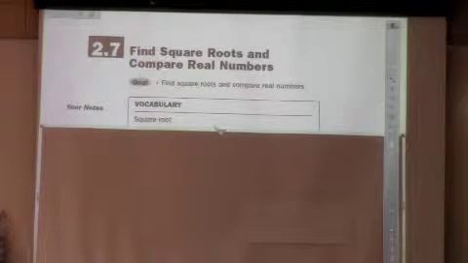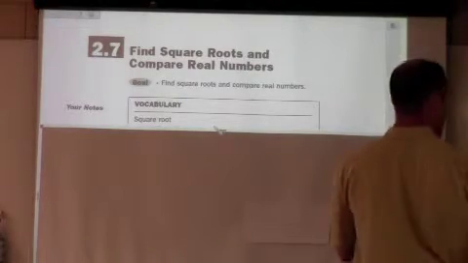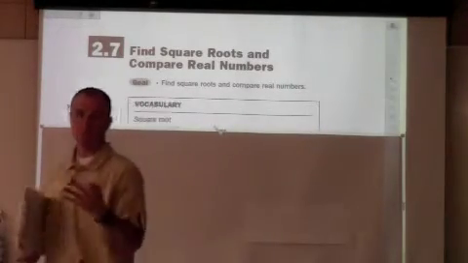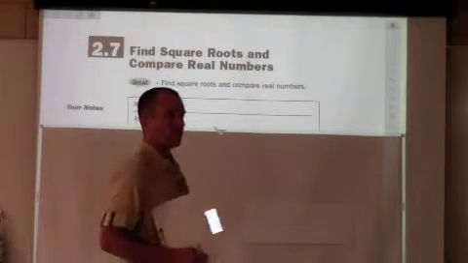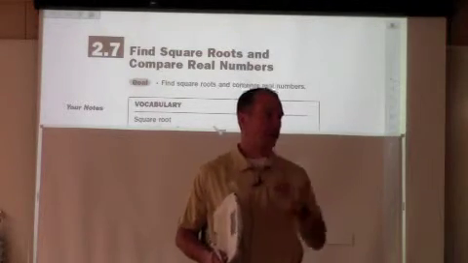Okay, last section in chapter 2, and it really comes full circle with what we did in the first section. In the first section we talked about what's a whole number, what's an integer, what's a rational number. What is a rational number? Who remembers what a rational number is? You can write it as a fraction, okay?